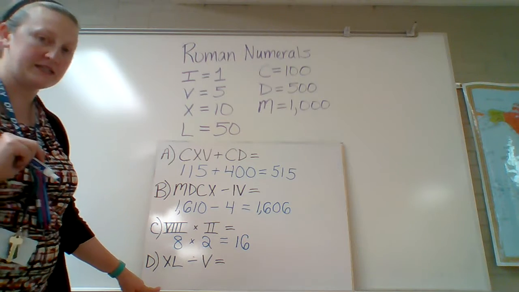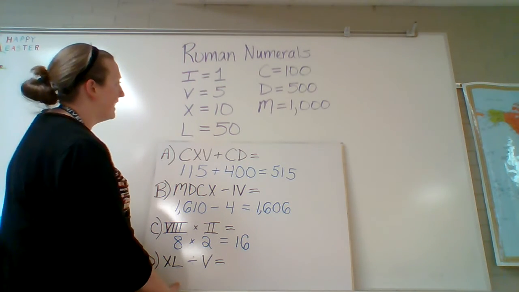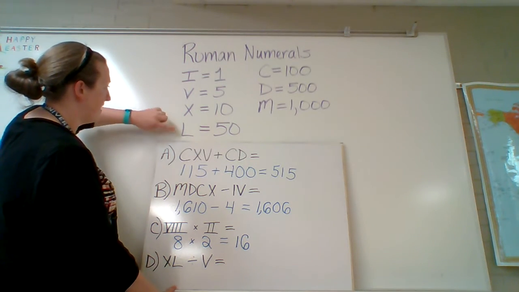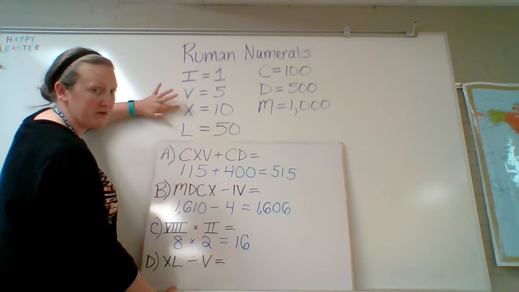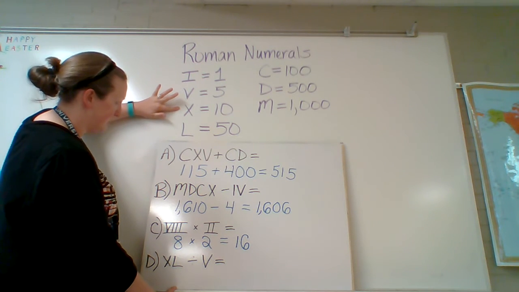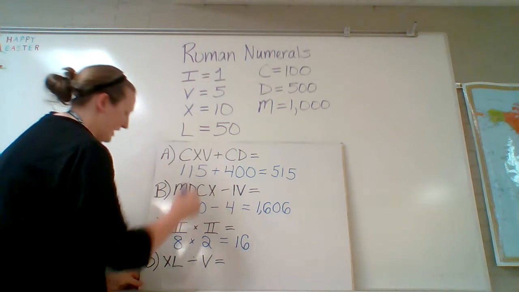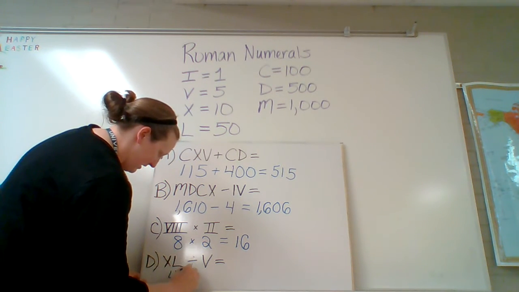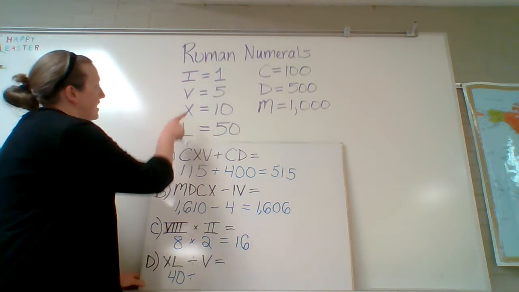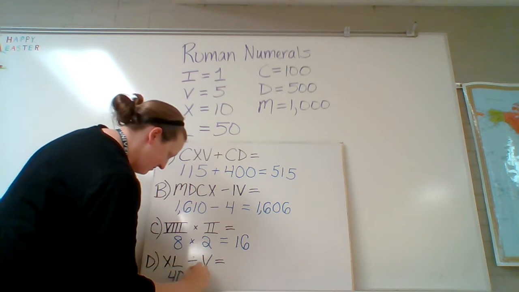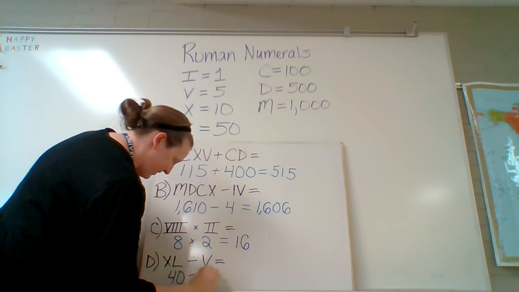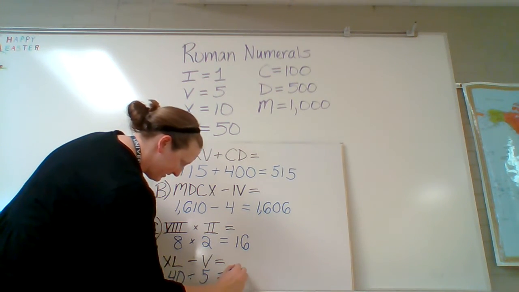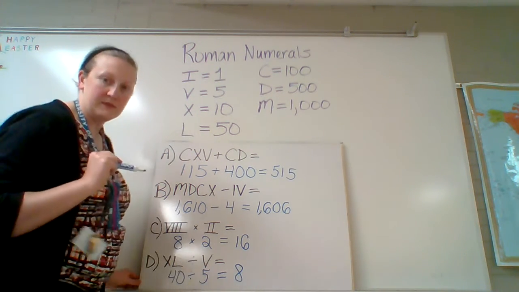Then our last one, we're going to practice dividing here. So XL, X is 10, L is 50. I have my smaller number first, so I need to subtract. So 50 minus 10 is going to be 40. Now I've got to divide. My V is 5. So 40 divided by 5 then equals 8.